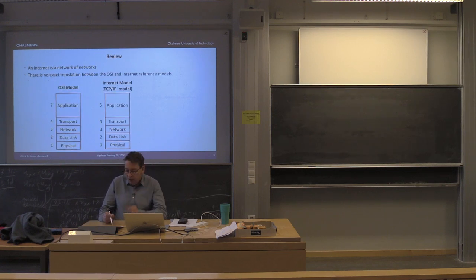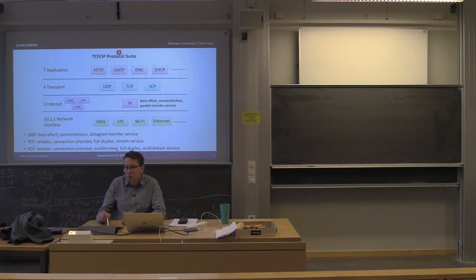Short review of what we have done. We have talked about the OSI model, and we have talked about the internet model and how they are not really translating well to each other, but roughly, only roughly. There are 7 layers in the OSI model. Well, actually it's only 5, but the topmost layer is called 7. For the internet model, we will use 5 layers, which looks something like this.